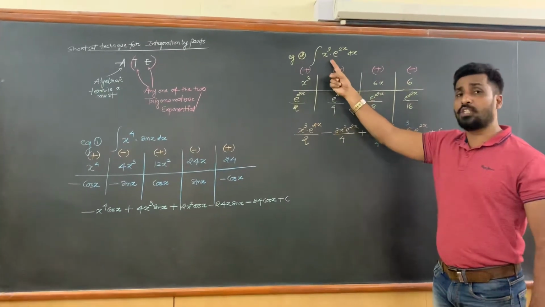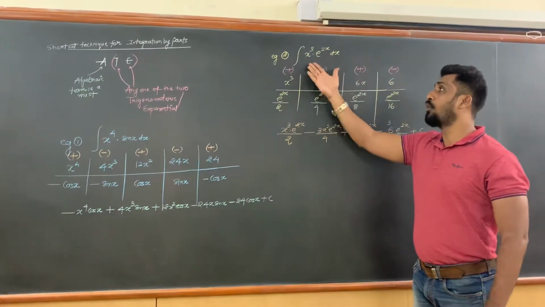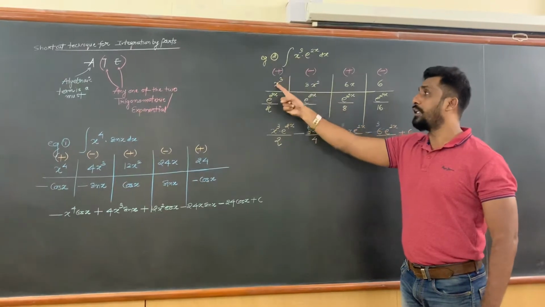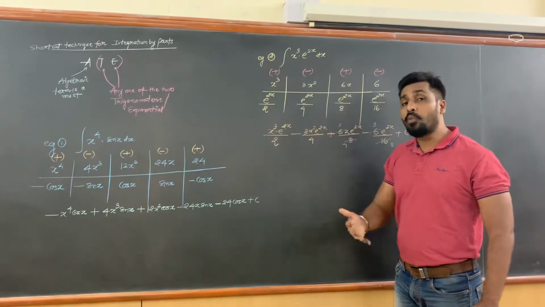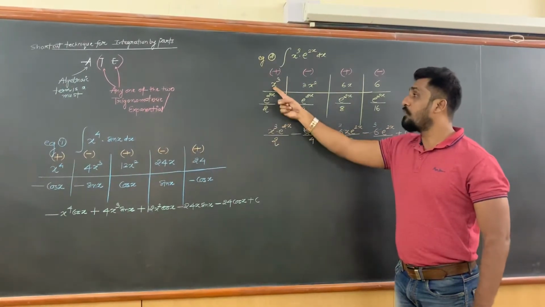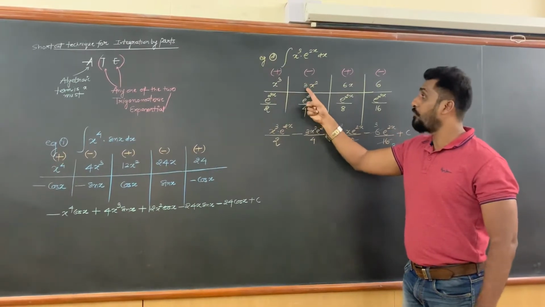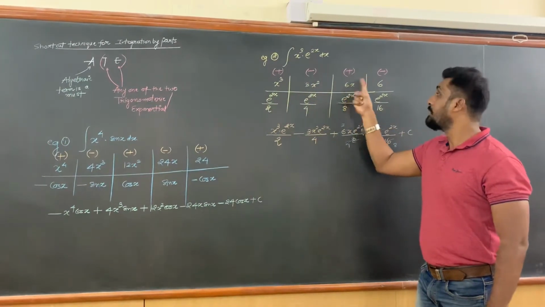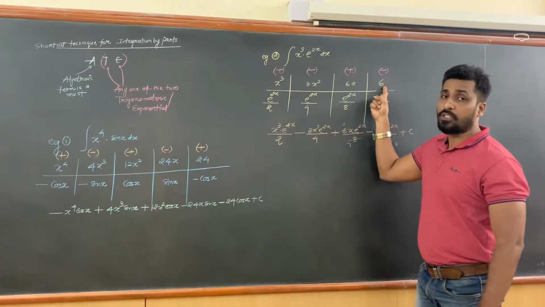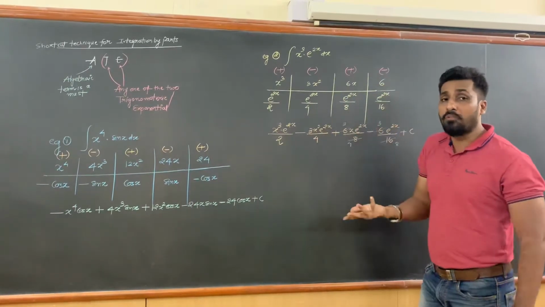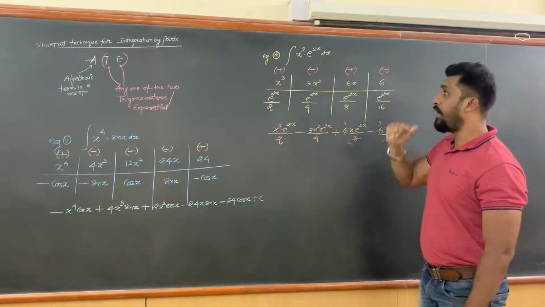If I take the function x cube into e raised to 2x, if you observe whose algebraic function, it is x cube, so I will write x cube over here. I will keep on subsequently finding the derivatives. Derivative of x cube is 3x square. Derivative of 3x square is 6x. Derivative of 6x is 6. I have reached my constant term. If I go ahead, the derivative is going to become 0. So no point in going ahead. Stop at this particular place.